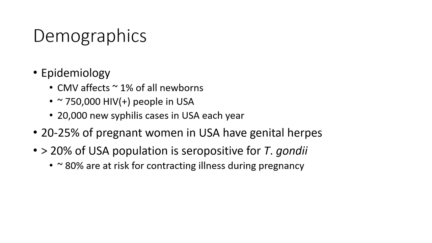Epidemiology: CMV affects around 1% of all newborns. 20 to 25% of pregnant women in the US have genital herpes. More than 20% of the US population is seropositive for chikungunya.